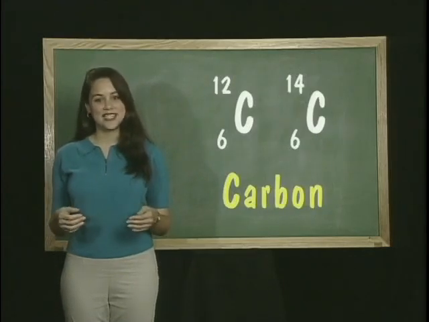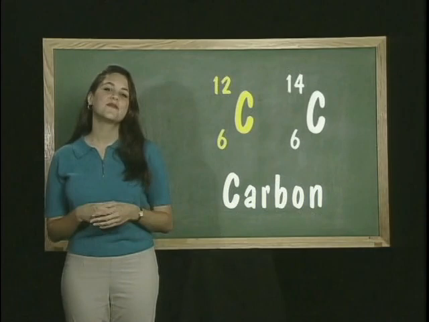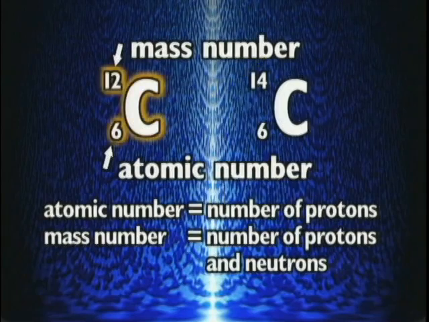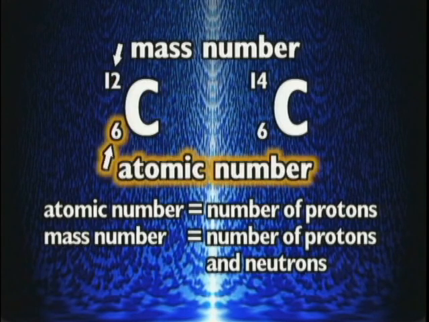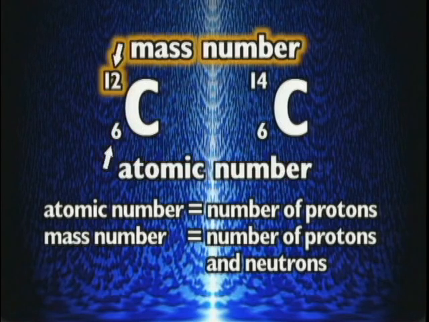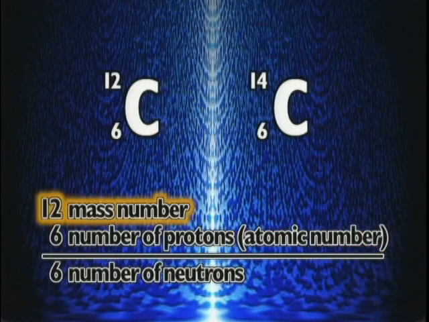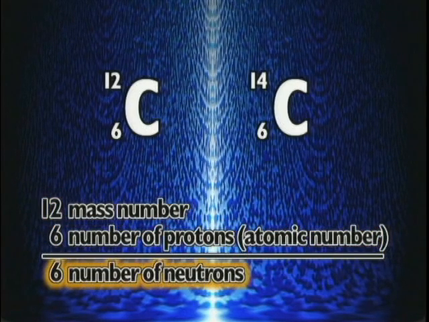Take carbon, for example. On the left is carbon with the mass number 12. Using that nifty notation, we can tell that the carbon atom on the left has 6 protons and 6 neutrons, since the atomic number on the bottom tells us that the carbon has 6 protons, and the mass number on the top tells us it has a total of 12 protons plus neutrons. Subtract the number of protons from the mass number, and you will know how many neutrons are in the atom's nucleus. In this case, there are 6.